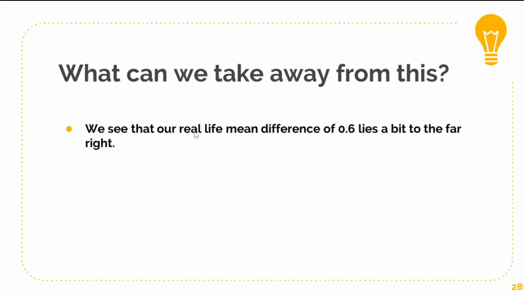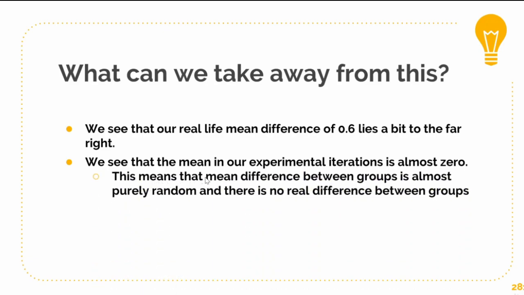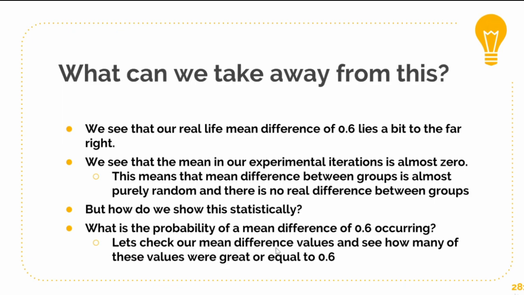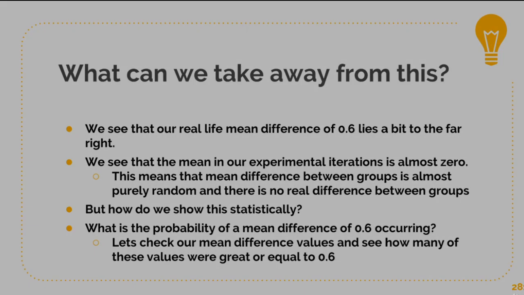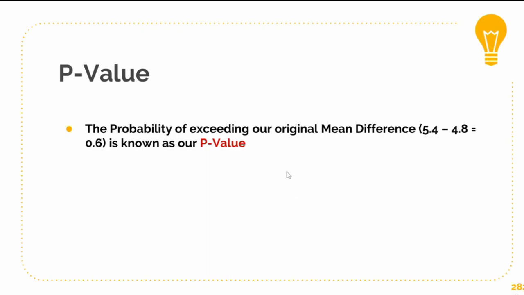We can see that in real life, our mean difference of 0.6 lies a bit far to the right. We see that the mean in our experimental iterations is almost 0. This means that the mean difference between the groups is almost purely random, and there is no real difference between the groups. But how do we show this statistically? What is the probability of the mean difference of 0.6 occurring? So let's check our mean difference values and see how many of these values were greater than or equal to 0.6. So now this brings us to p-value.